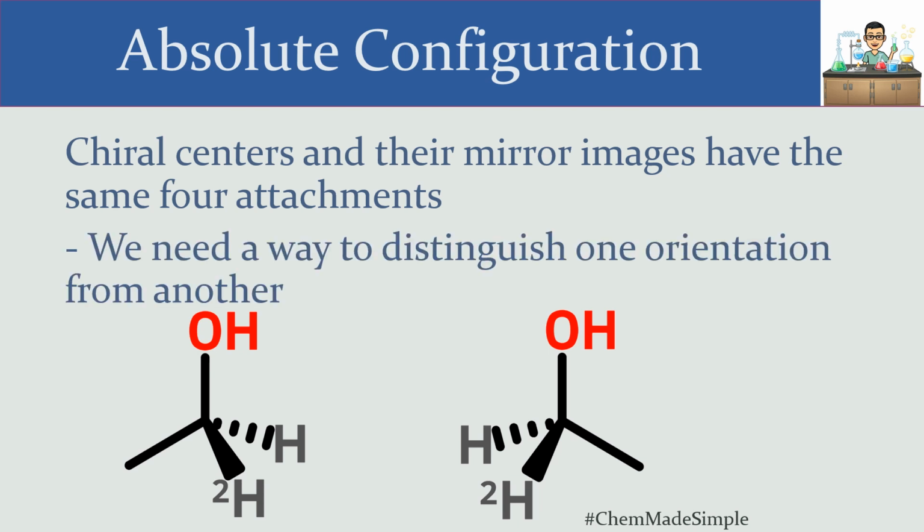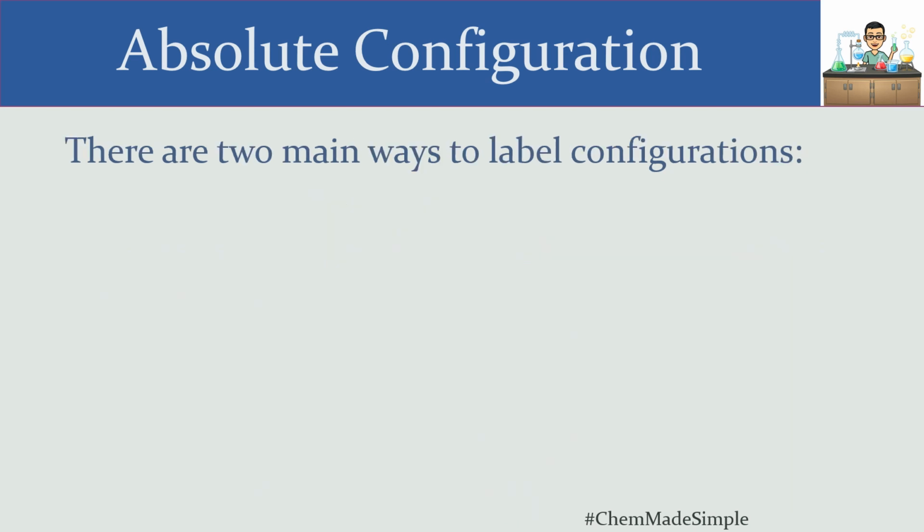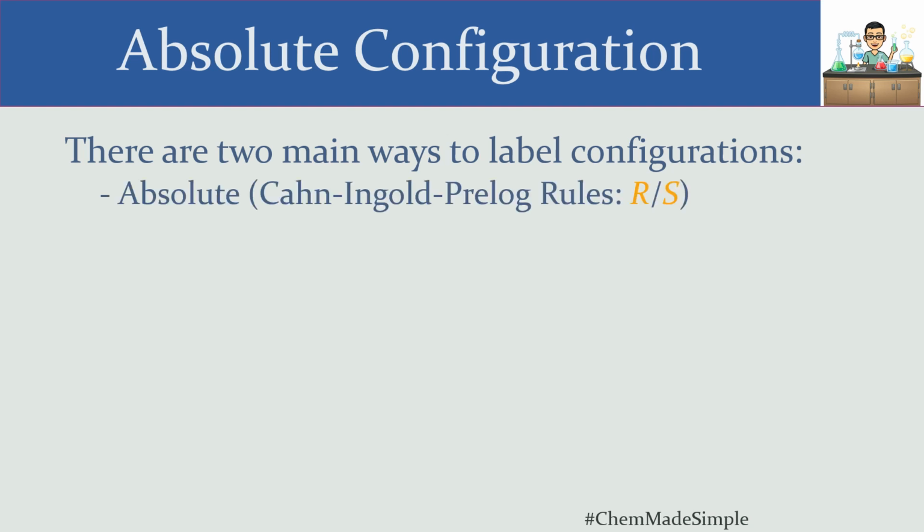And so what we do need is a way to distinguish one orientation or one-handedness of that molecule from the other. The answer is going to lie in ways of establishing a particular convention for configuration. There are two main ways that we label configurations. One is the one that we're going to talk about today, and that is an absolute configuration, using a set of rules called the Cahn-Ingold-Prelog rules, which were established back in the late 1950s. The other way is to take a look at relative configuration.